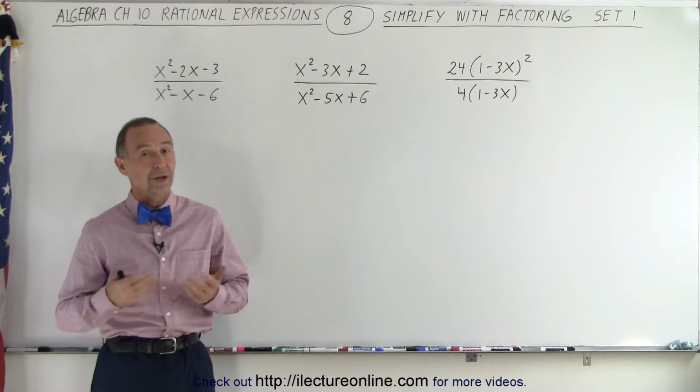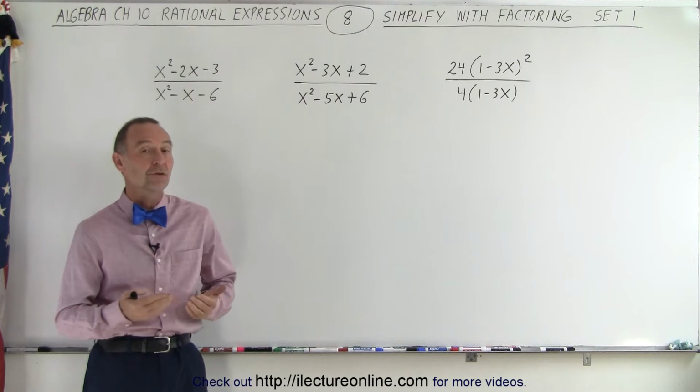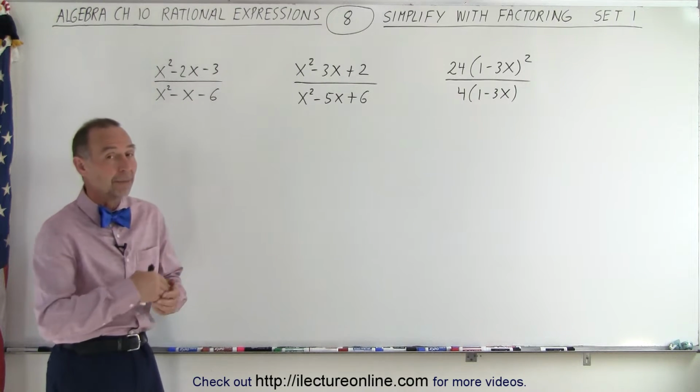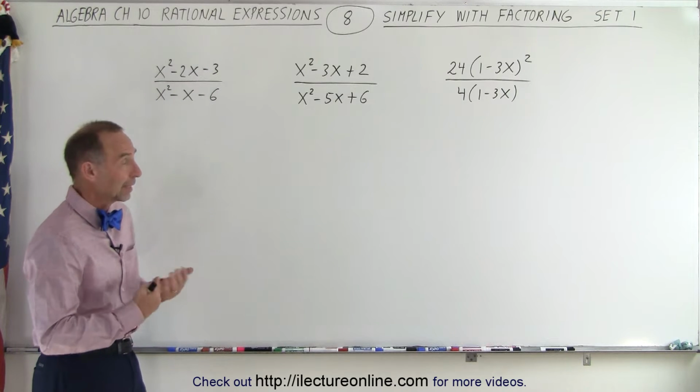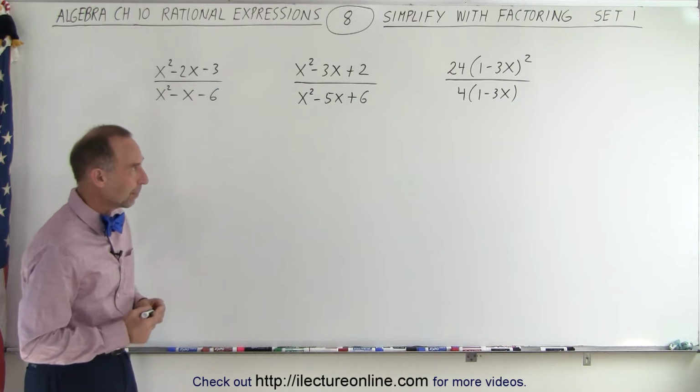When we're dealing with rational expressions, there's a lot of different things that we need to be able to do. One of them is simplify them. And one of the techniques we can use is factoring, because in this case, both the numerator and the denominator may be factorable. And because of that, we can simplify them. So let's see what that looks like with these three examples.